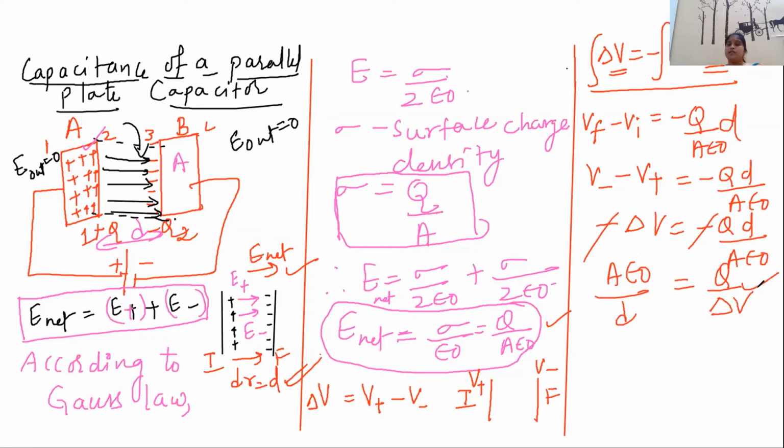But what is the principle of a capacitor we have seen? Q by delta V is called the capacitance of a capacitor, which is equal to epsilon naught A by D. So the capacitance of a capacitor is given by A epsilon naught by D. This is the formula for the capacitance of a parallel plate capacitor.